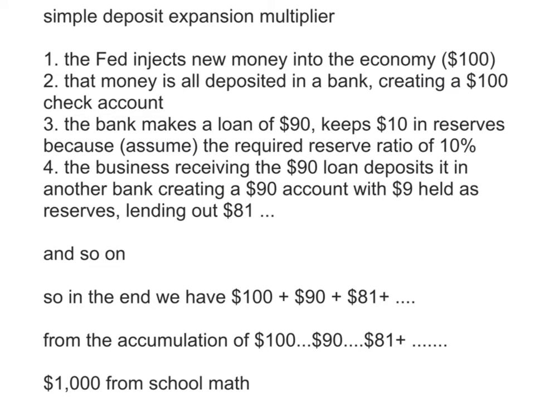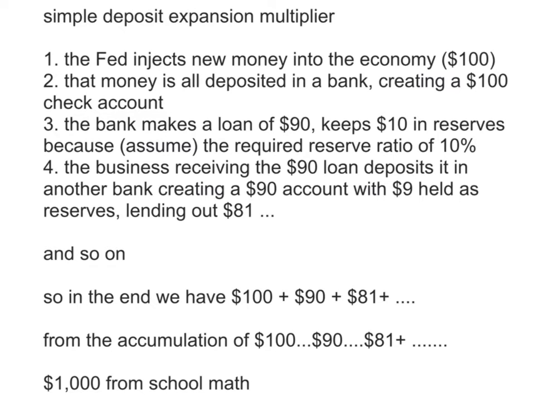Now, let's suppose the bank keeps $10 in reserve. So out of that $100, it puts $10 in the vault, and then it uses the other $90 to make a loan, like to a business.